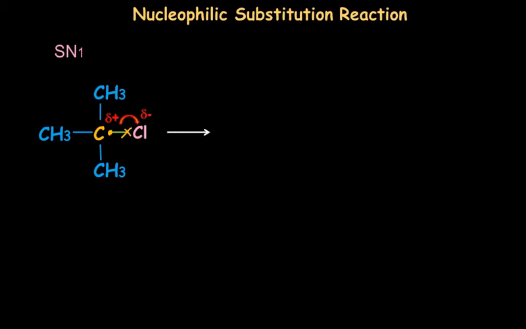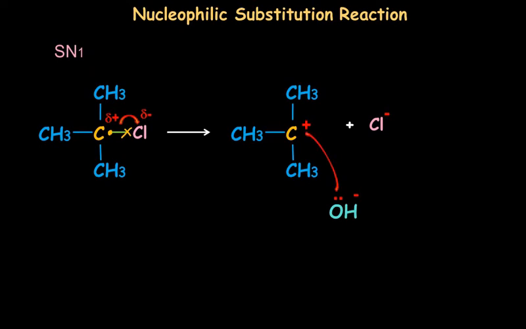When such a bond is broken, we get an intermediate carbocation, that is, a carbon carrying the positive charge, and as the carbon-chlorine bond is broken, chlorine carries the negative charge because the whole bonding pair of electrons is taken by chlorine. Now the incoming nucleophile, which has a lone pair and a negative charge, approaches the positively charged carbon and hence forms a bond with the positively charged carbon, forming a tertiary compound.